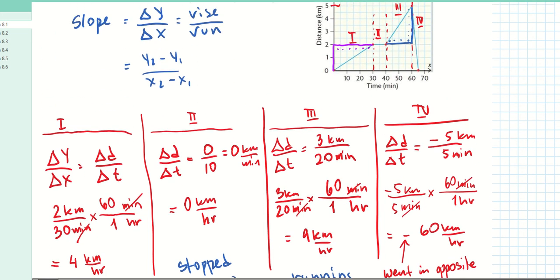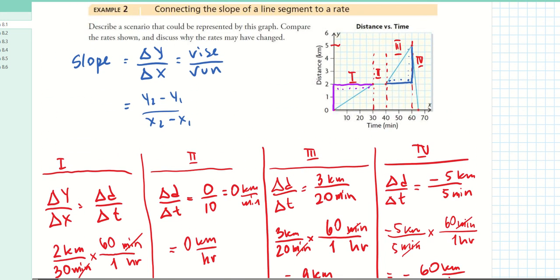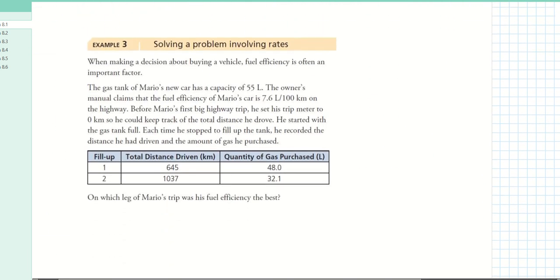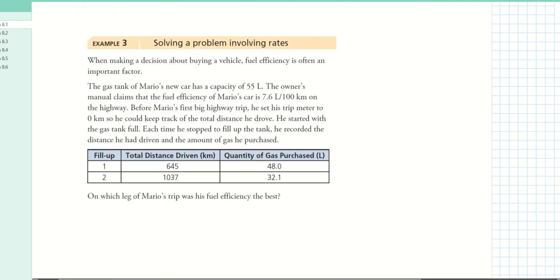So in this case, again, we're comparing rates based on the graph. In this case, you're given a graph. So let's take a look at the last example. In the last example, we have a table of values. The question says, when making a decision about buying a vehicle, fuel efficiency is often an important factor. The gas tank in Mario's new car has a capacity of 55 liters. The owner's manual claims that the fuel efficiency of the car is 7.6 liters per 100 kilometers on the highway.